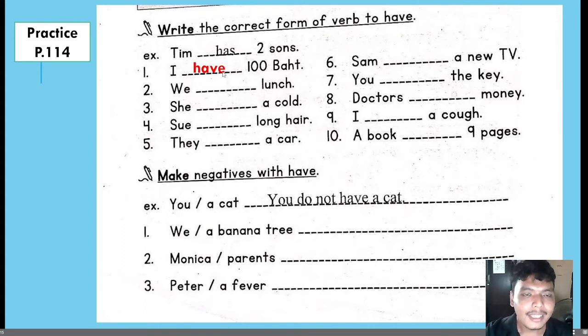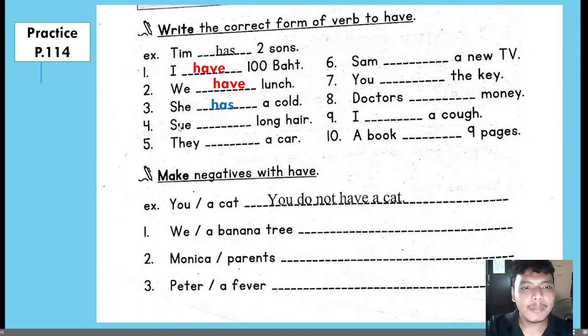Okay. And next, number two, we. Remember we use have. I, you, we, they have. He, she, it has. Okay. We have lunch. And next, everybody, we move to number three. She has. She has a cold. Very good job.